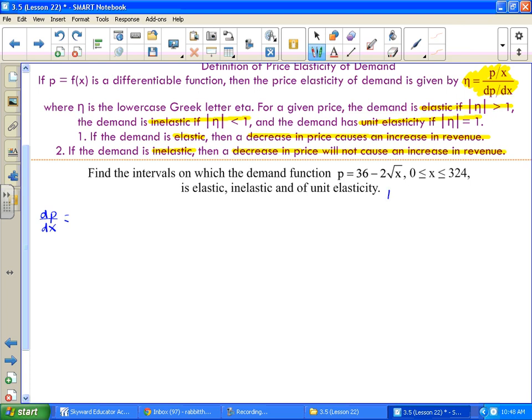What power is this to? P is 36, which doesn't really matter, right? Minus 2x to the 1/2. If I bring that half down, what do I get? Negative 1 x to the, okay, so negative 1 x to the negative half, which is the same as negative 1 over x to the half.